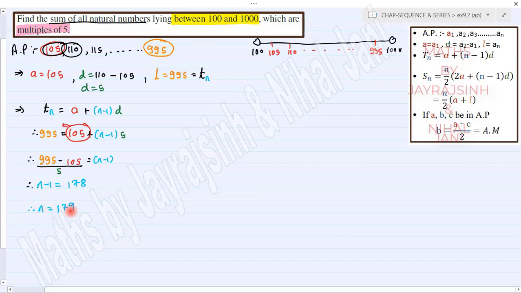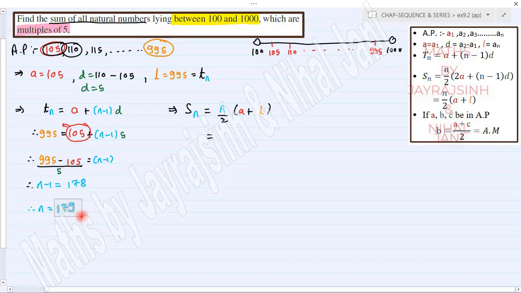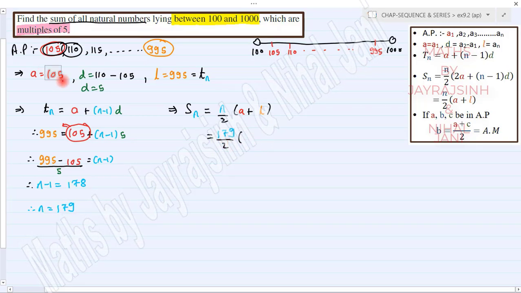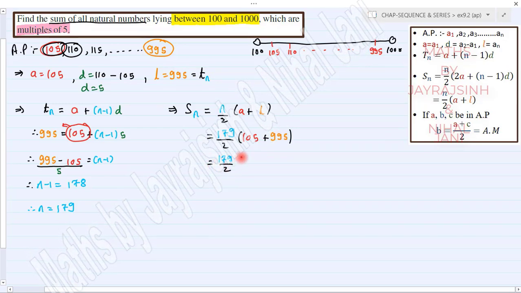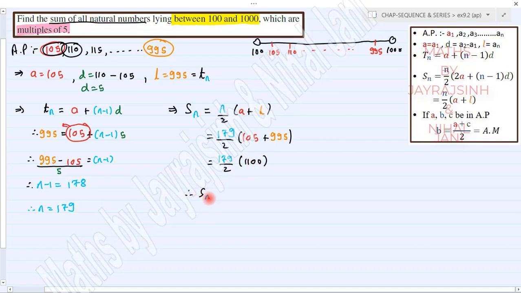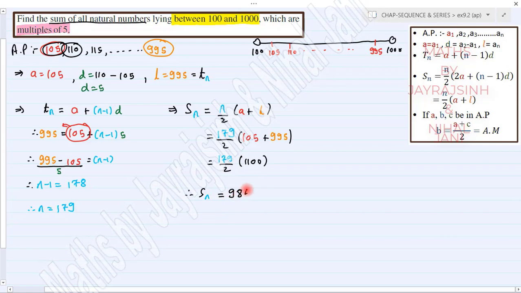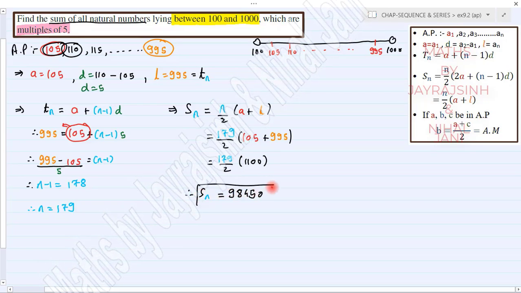So, we are ready to find Sn using the second formula, where the total number of terms is 179, then the first term is 105 plus the last term is 995. So we'll get 179 by 2 into 1100, which will give us Sn is equal to 98450. Ta-da!